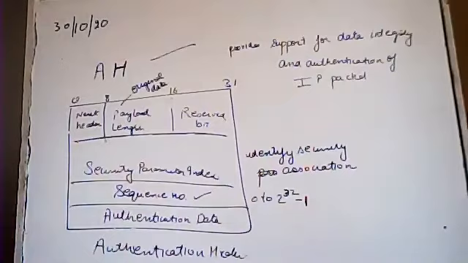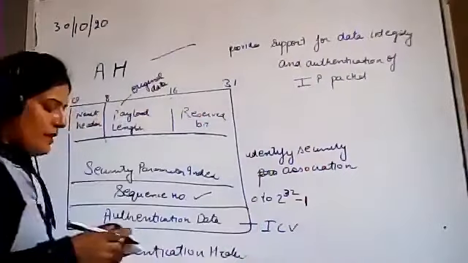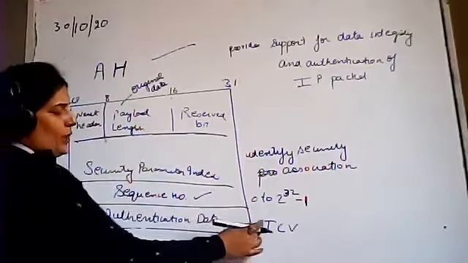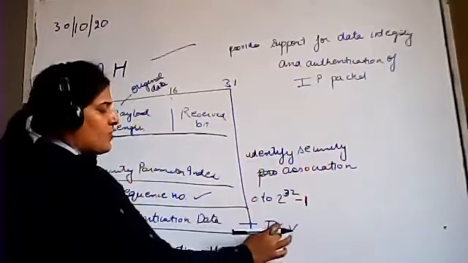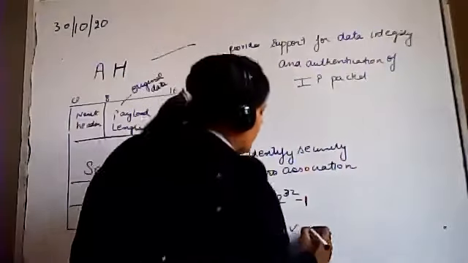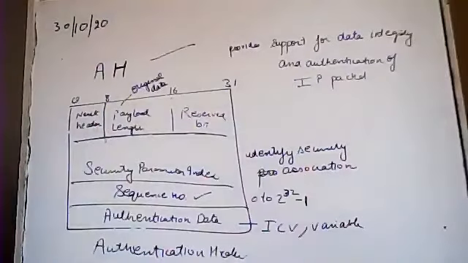Similarly, last we have the authentication data. The authentication data consists of the ICV, the integrity check value for that particular packet. Okay, so the value of this ICV will be variable.